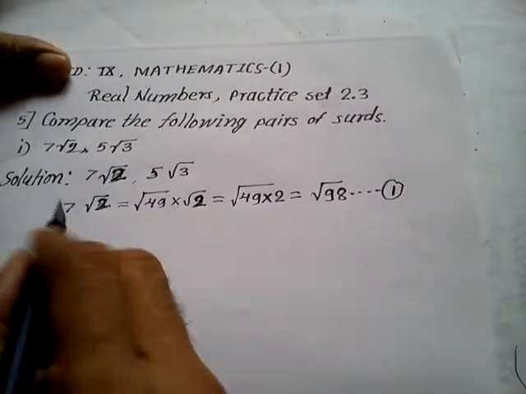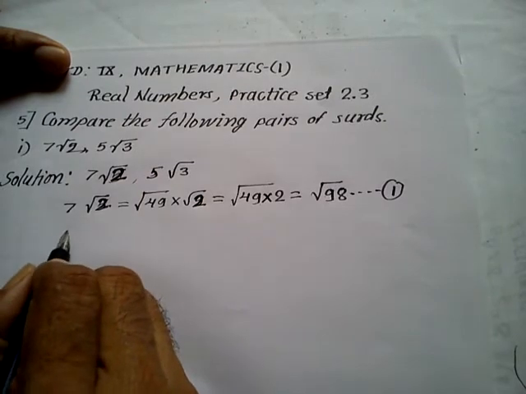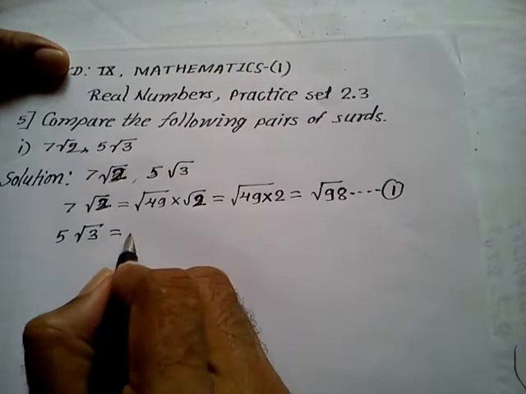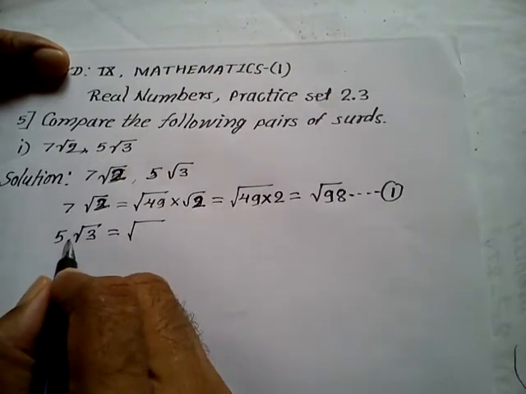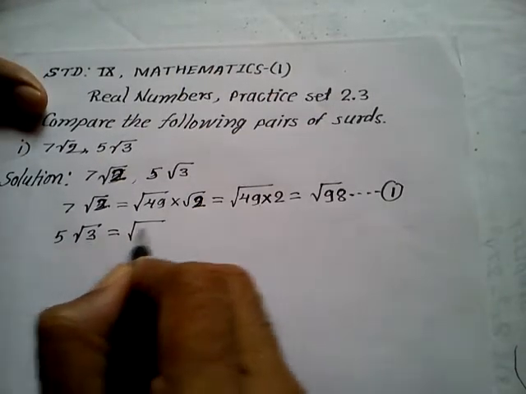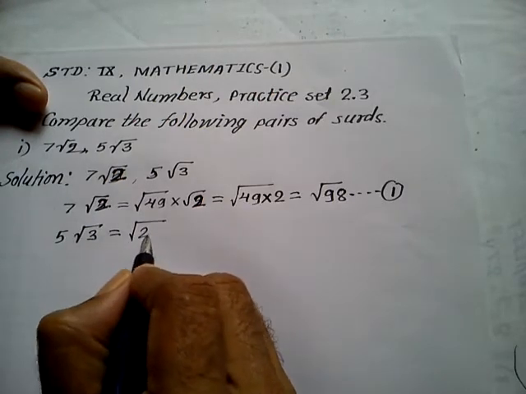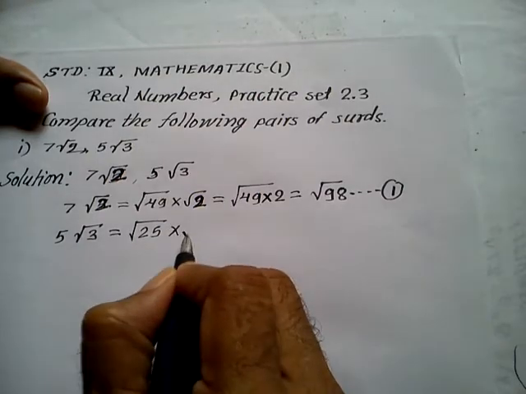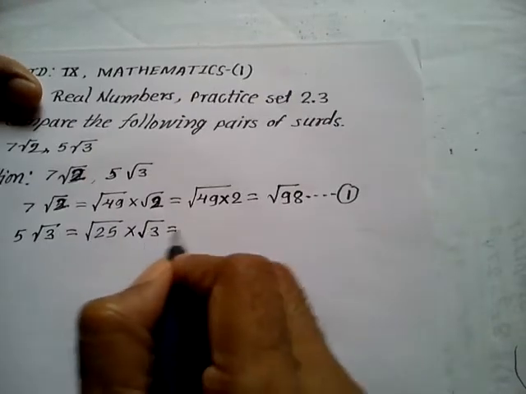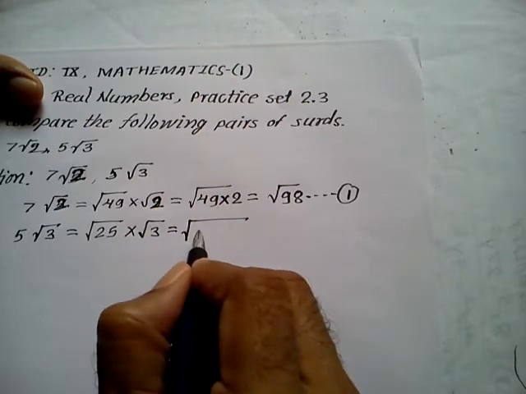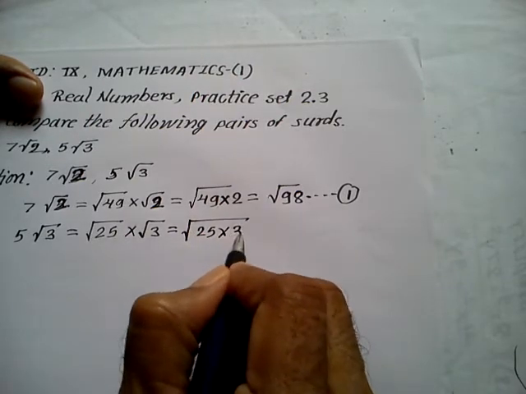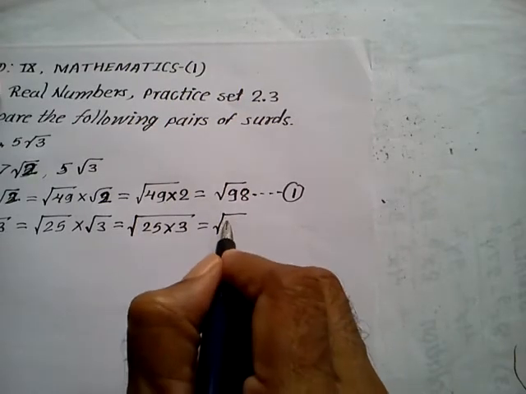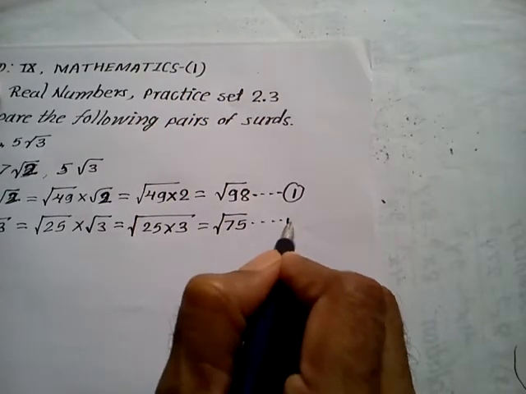Now see the second. For the second, 5 root 3 is given to us. So 5 root 3, it means square of 5 is 25. There is not a root symbol, so 5 into root 3. 25 into 3 is equal to root of 25 threes, that is 75. This is equation 2.